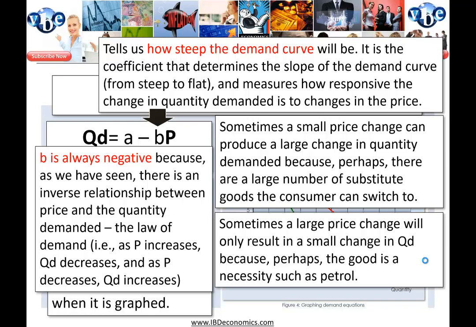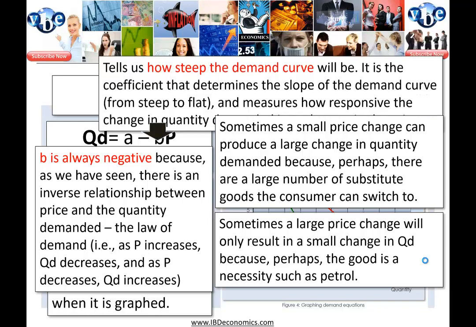Now, B is always negative because we have an inverse relationship. Increased price, decreased quantity demanded. Decreased price, increased quantity demanded. So it's inverse, and B is always negative as a result. And that just stems from the law of demand.